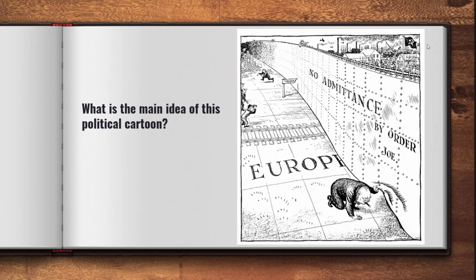A is action or activity. We have this guy running away from the wall. There's a person up here with a gun. This guy's taking a picture. These guys are just looking. This guy, we'll talk about who that might be in a minute, but he's trying to look under the curtain. There's not a lot of action going on over here. We do see a plane flying and we see factories burning stuff. Captions or text: it says no admittance by order of Joe. Over here it says Europe, so we see that the Iron Curtain is dividing Europe.